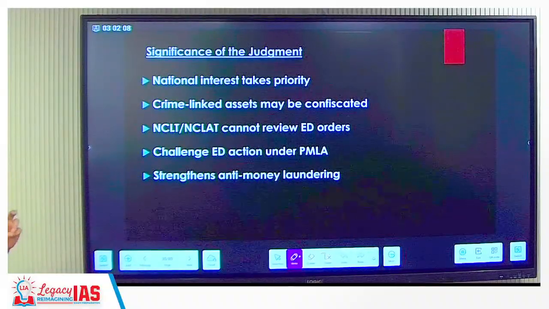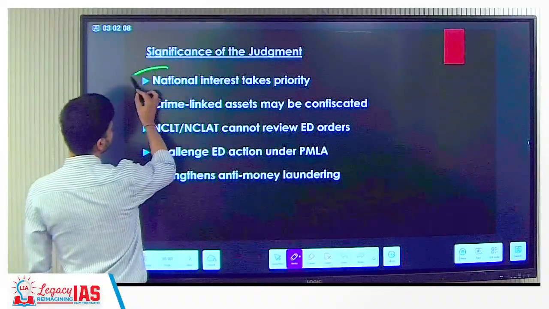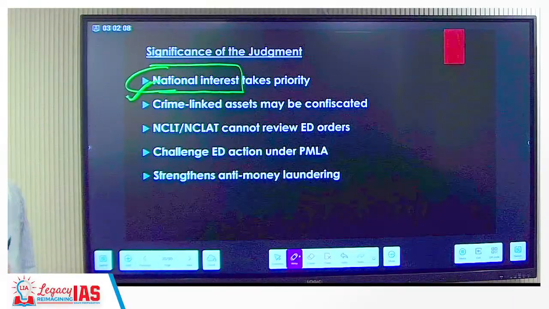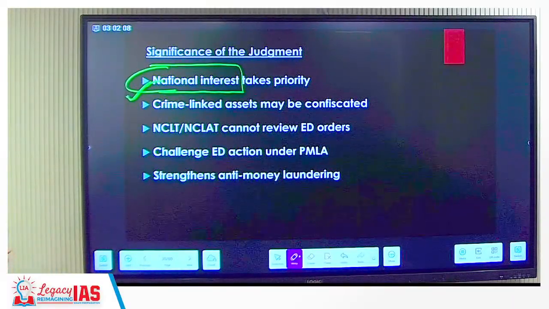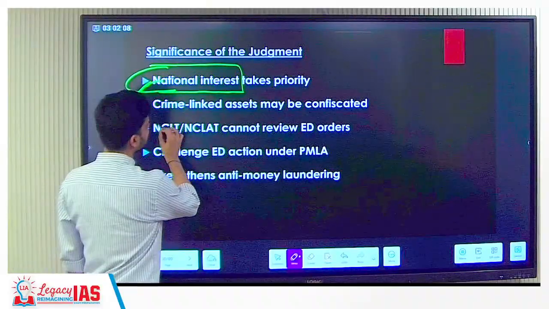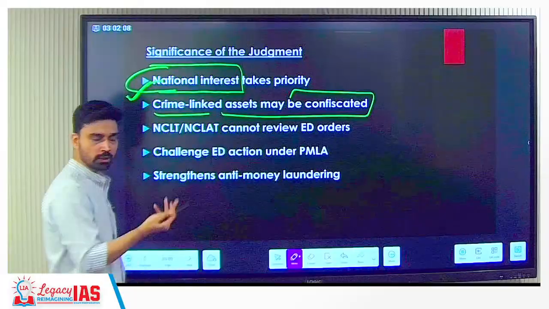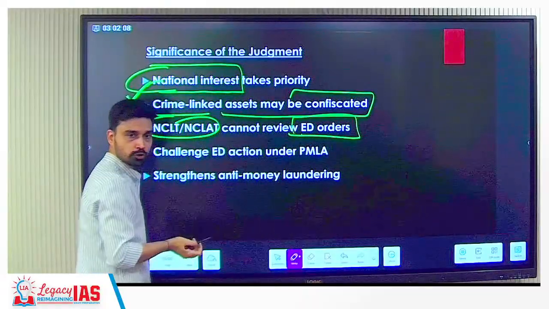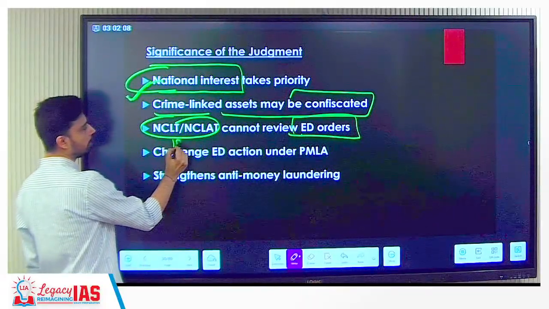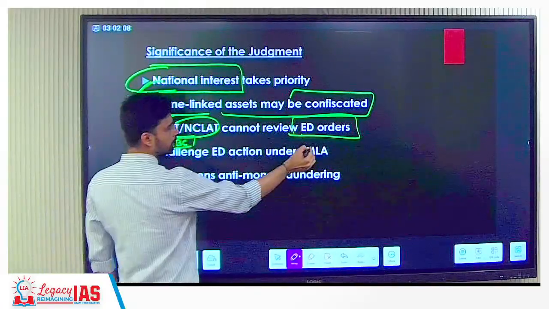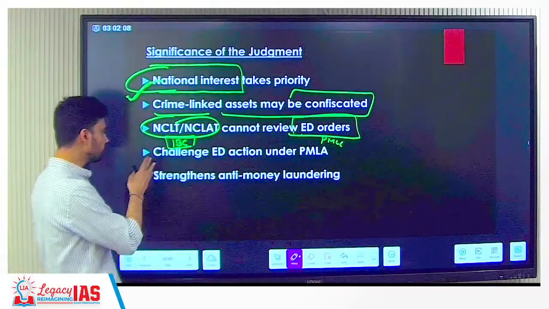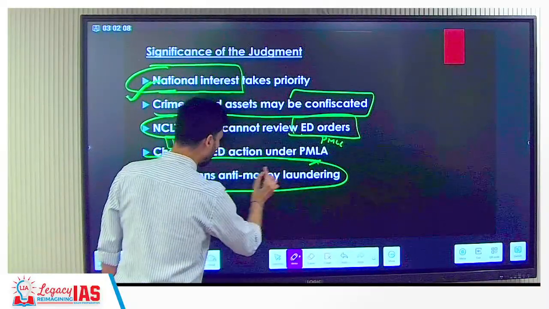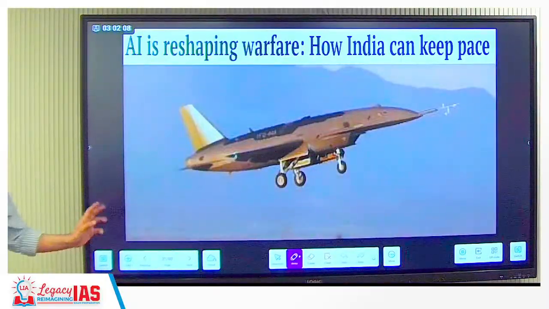Significance of the judgment: if you look, what is the reason why the judgment is in favor of the Enforcement Directorate? Because here priority is given to what? National interest. So that black money, money laundering and any kind of criminal activities can be penalized stringently. Crime-linked assets may be confiscated no matter what state of resolution is going on. NCLT cannot review the order given by the Enforcement Directorate. Again, why? They are under the IBC, while ED is working under PMLA. So there is no convergence of law. Thus, challenging ED action under PMLA is not allowed. It strengthens anti-money laundering. That is the overall verdict.